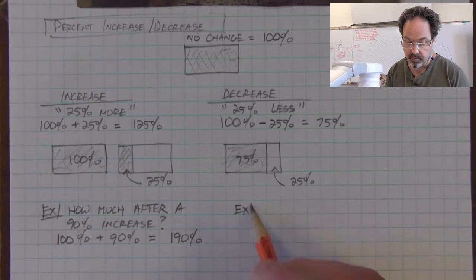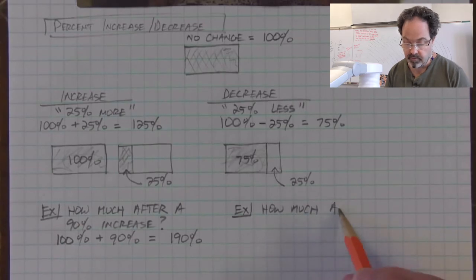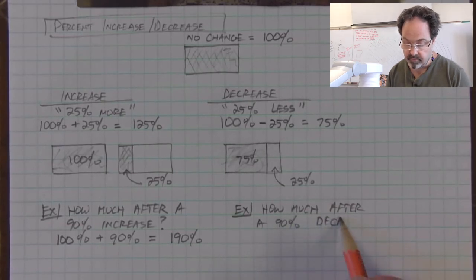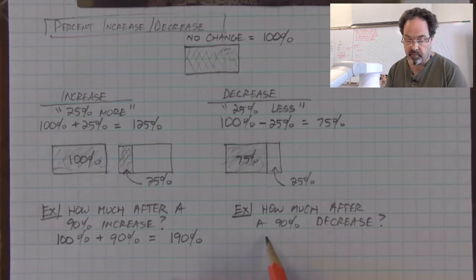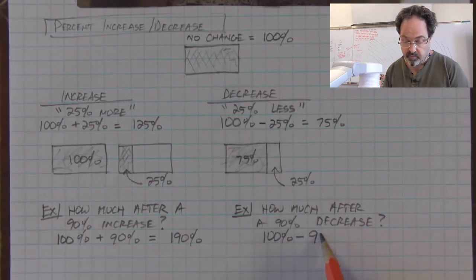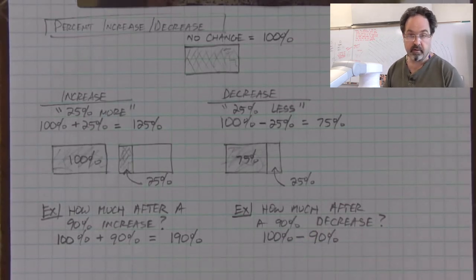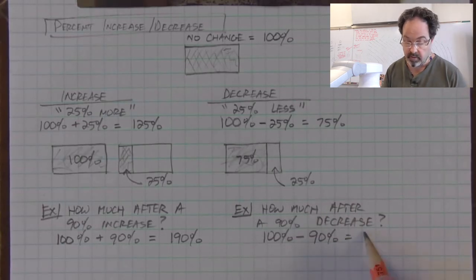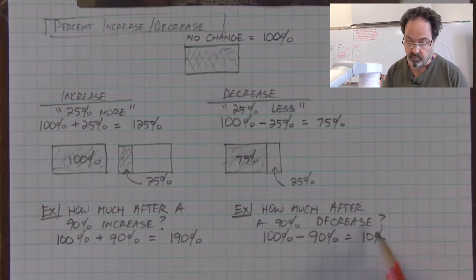Let's consider another example of a decrease. How much after a 90% decrease? We start again with the 100%. We decrease by subtracting 90%, and what we're left with is only 10% of the original quantity.